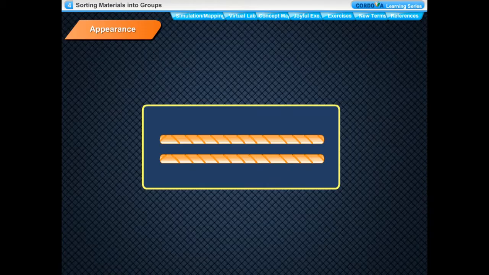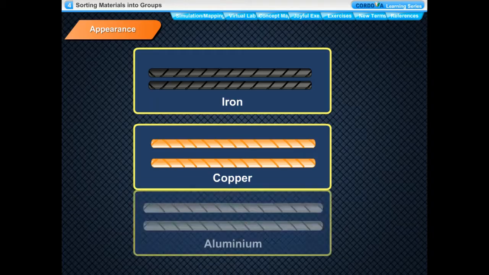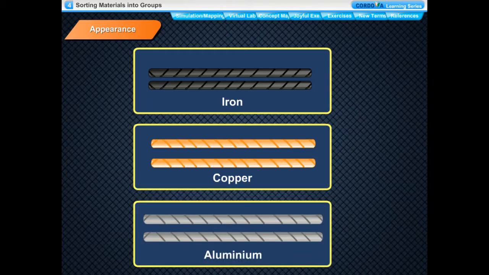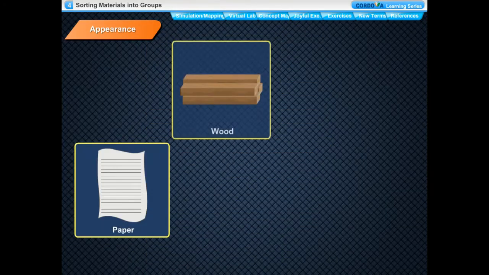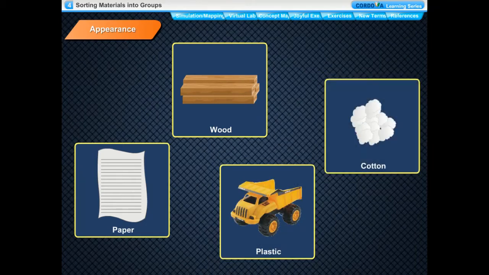The property of a material with a shining surface is called luster, chamak. Materials like iron, copper, and aluminium, which have luster, a shining surface, are called lustrous materials. Materials like paper, wood, plastic, and cotton, which do not have luster, are called non-lustrous materials.